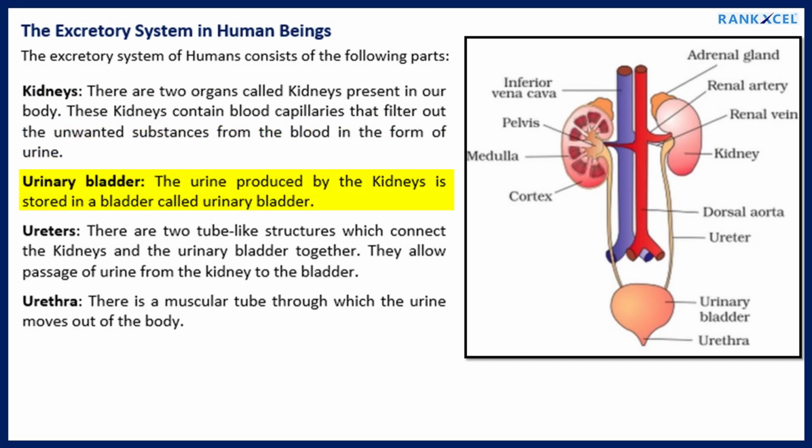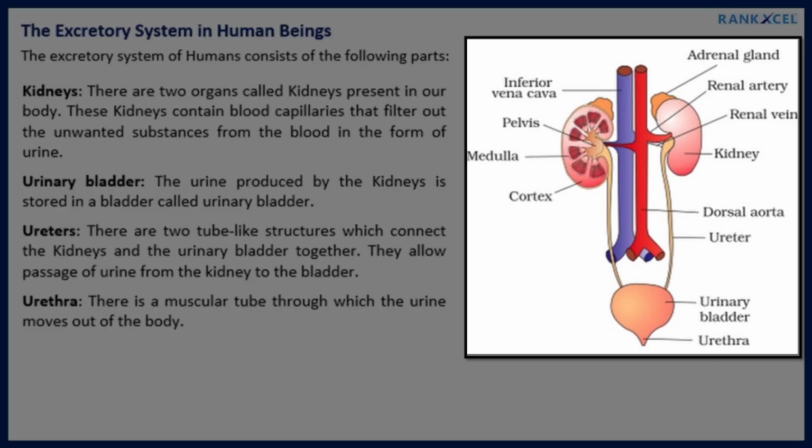Urinary bladder. The urine produced by the kidneys is stored in a bladder called the urinary bladder. Ureters. There are 2 tube-like structures which connect the kidneys and the urinary bladder together. They allow passage of urine from the kidney to the bladder. Urethra. There is a muscular tube through which the urine moves out of the body.